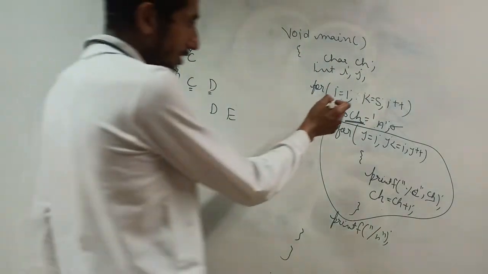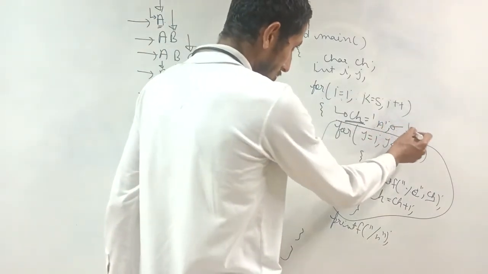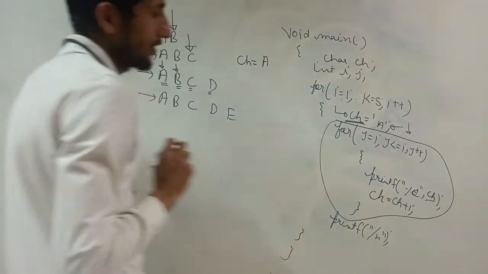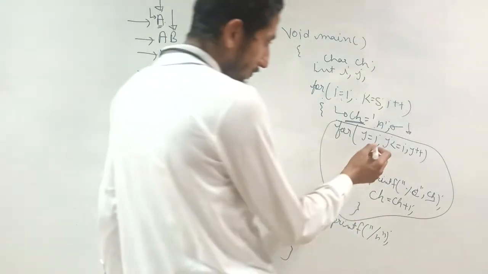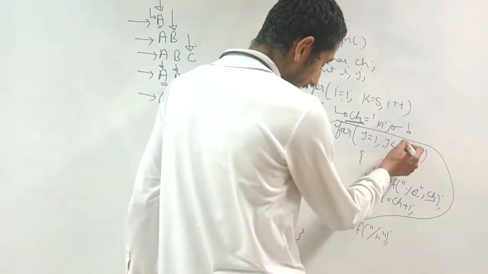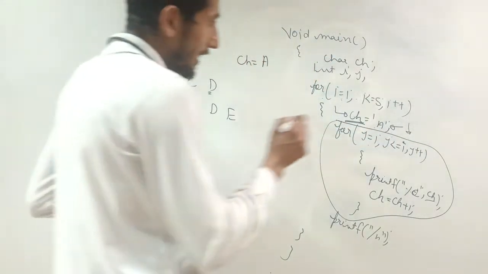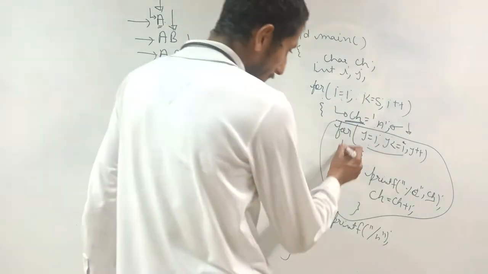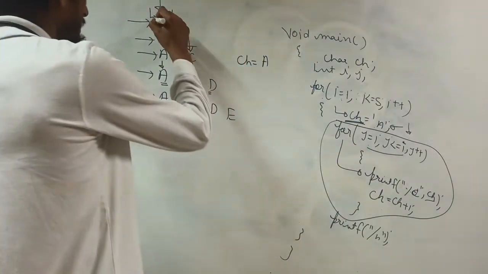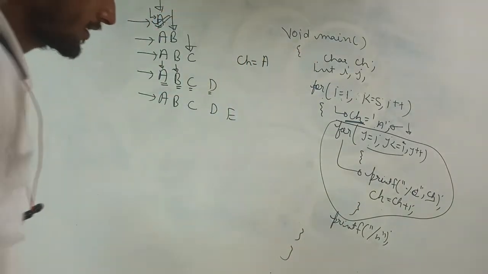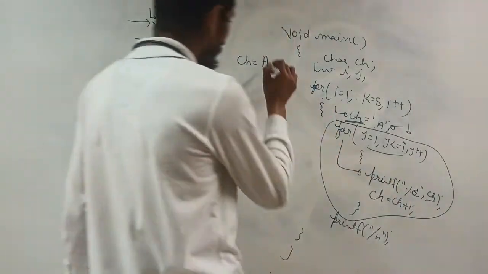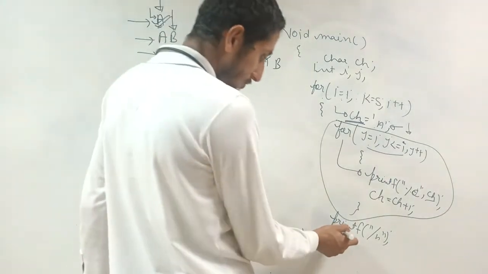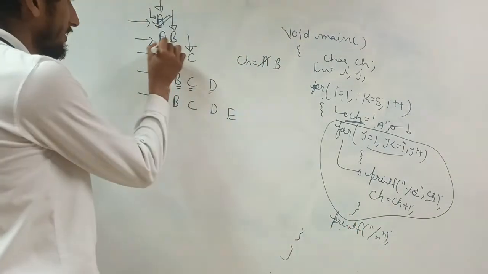Initially, the value of i equals 1. So I will enter inside the inner loop, and the value of ch becomes A. The value of j equals 1, and it will go up to i. The current value of i is 1, so it will iterate only one time. Okay. So it will print ch, that is A. Then the value of ch becomes B. Okay. Then I have instructed the compiler to move to the next line, so it will move to the next line.